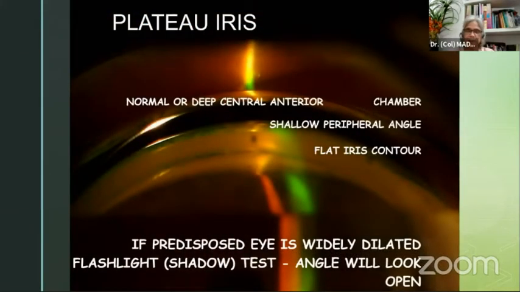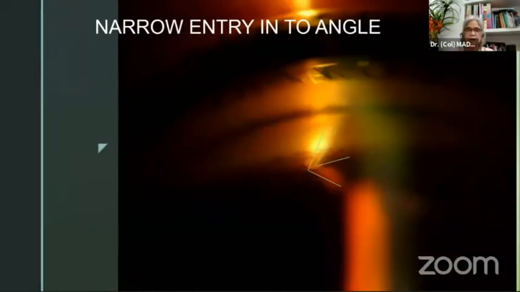You must see a double hump sign over here. If you see this double hump, it is plateau iris. Now, why is it important for us to see that? Because if you look at it here, the actual angle is only this much, but visible is this much. So when you do a gonioscopy, you will find this angle will easily dilate when you do a dilatation. These are the people who will end up in acute angle closures also.